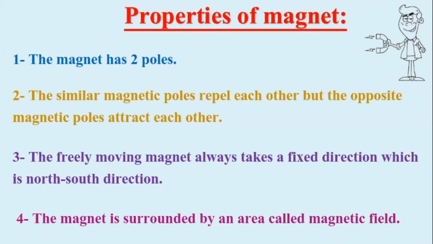Magnet also has some properties. First one, the magnet has two poles. Two, the similar magnetic poles repel each other, but the opposite magnetic poles attract each other. Three, the freely moving magnet always takes a fixed direction, which is the north-south direction. Four, the magnet is surrounded by an area called the magnetic field. We're going to talk about each one in detail. Let's start with the first one. The magnet has two poles.